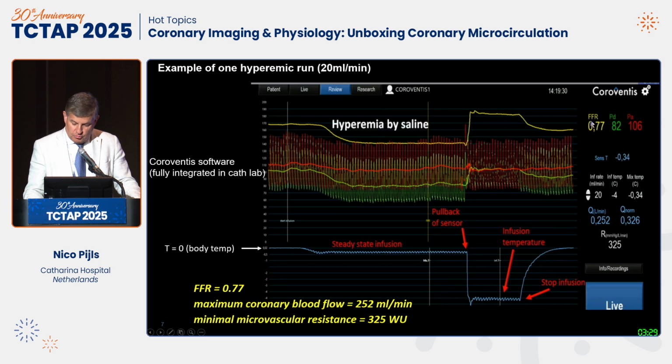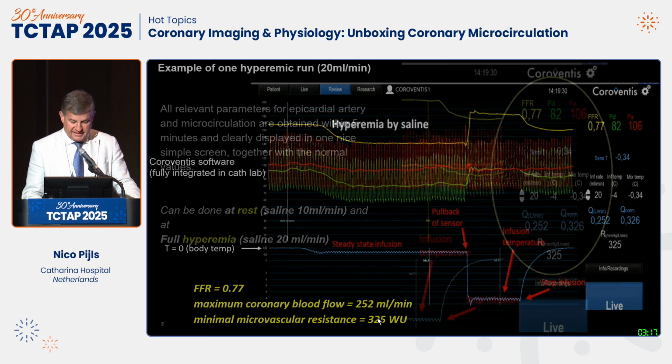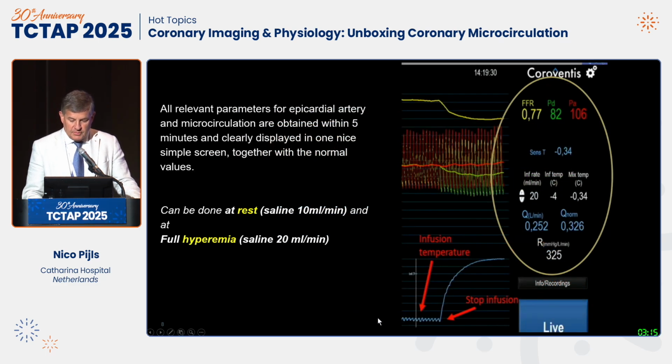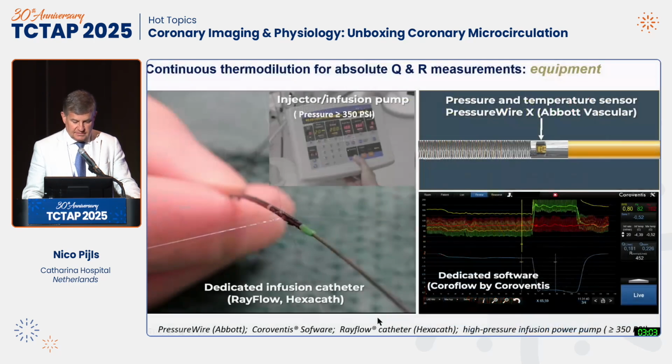The FFR is 0.77. The maximum blood flow is easily calculated and is 252 milliliter per minute. And the resistance in the anterior wall is 325 Wood units, all normal values. So with this Coroventis display screen, you have all the relevant parameters: the infusion rate, the mixing temperature, the infusion temperature, the flow values, the resistance values, and the FFR in one screen.